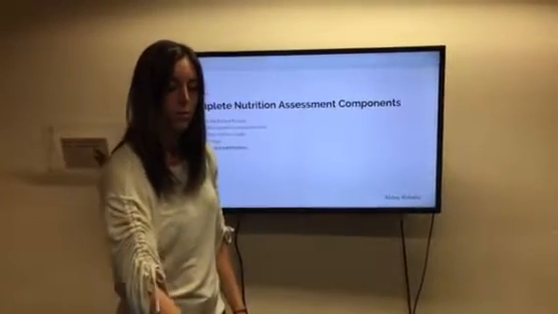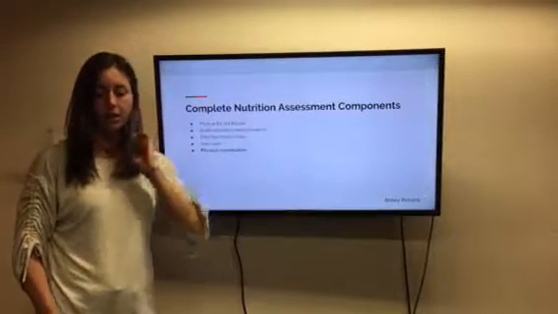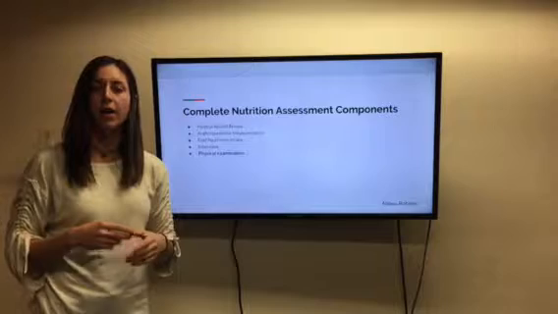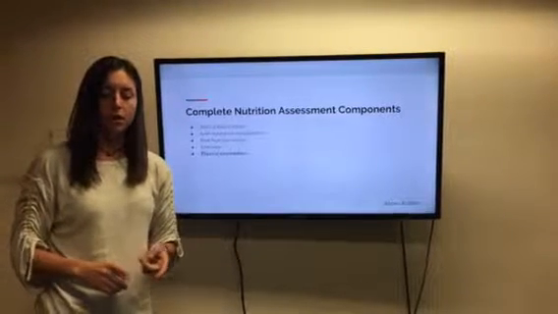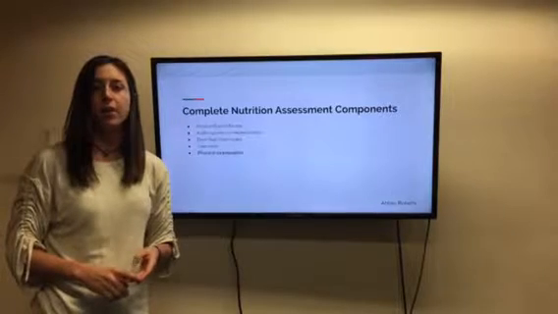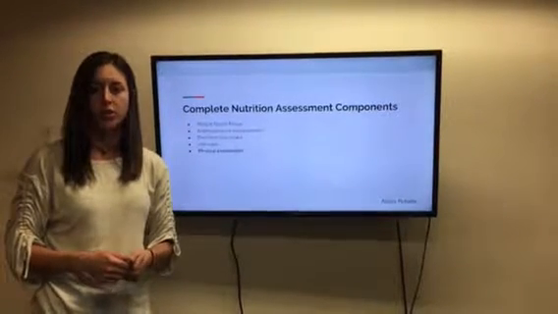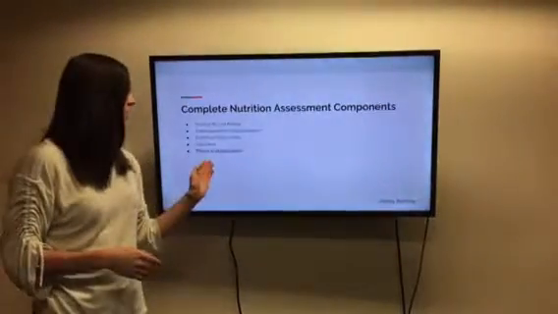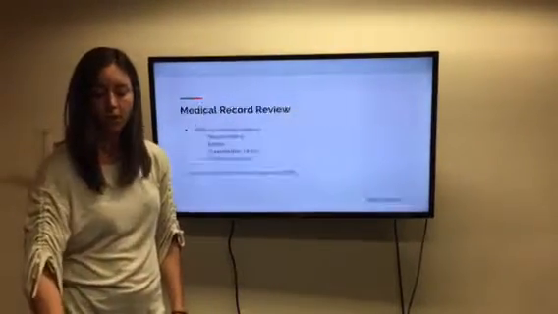So before anything, we'll talk about what the complete nutrition assessment is. So we have the medical record review, followed by anthropometric measurements, diet and nutrition intake, interview, and then lastly, the final examination. So mainly, we're going to be talking about what the physical exam is.